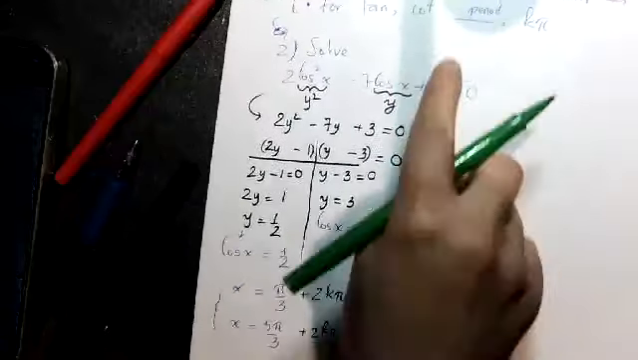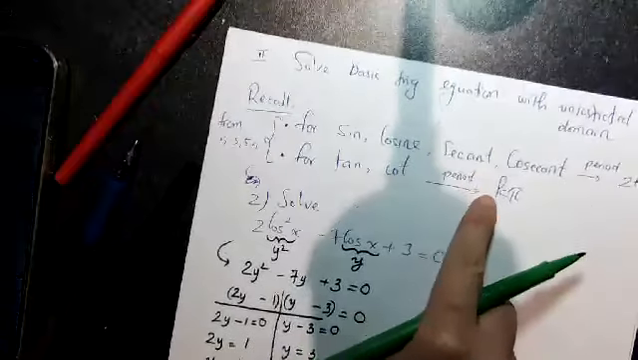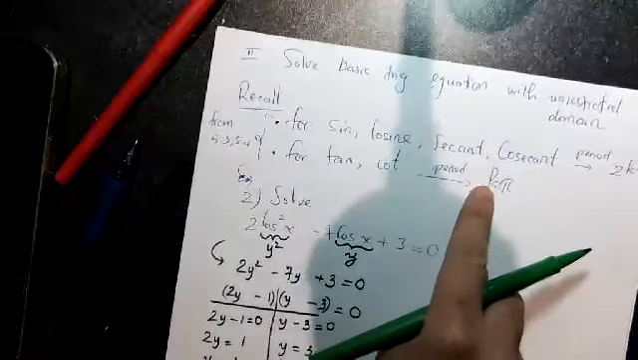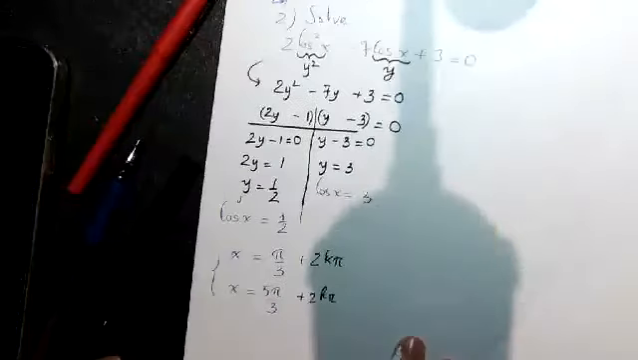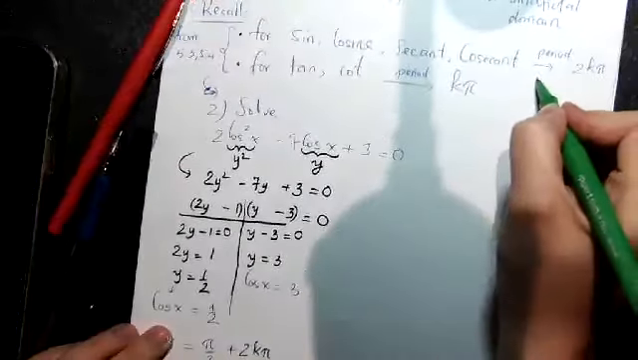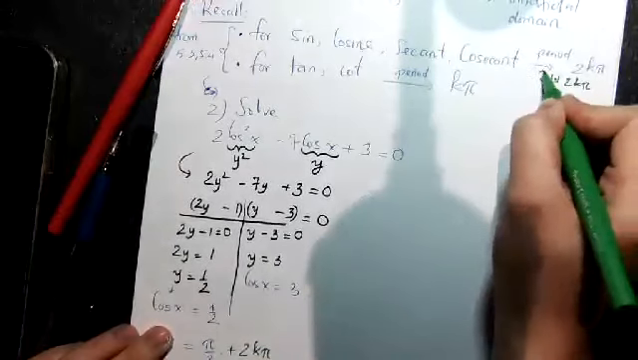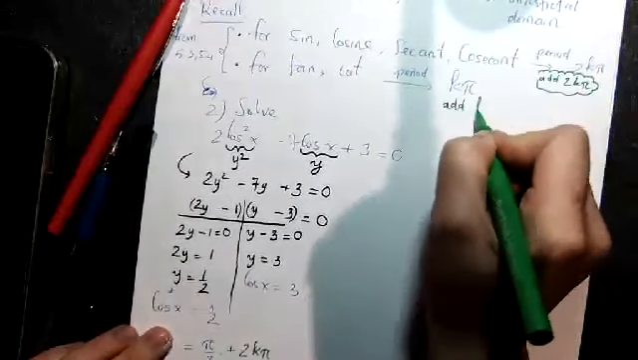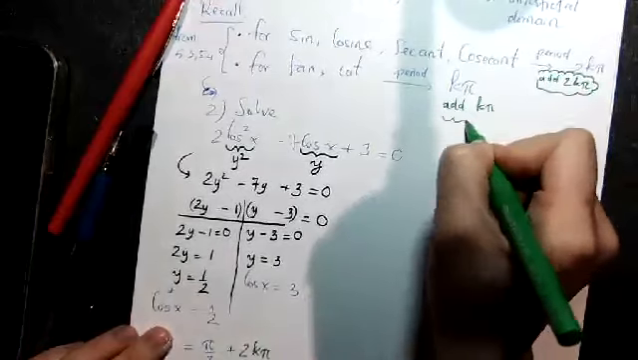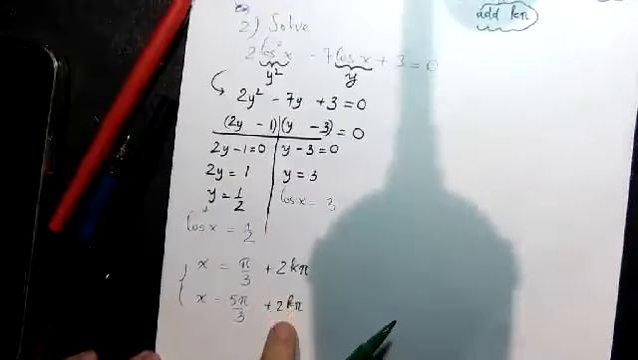That's why we're talking about the period of cosine and sine. You need to memorize it, or if you forgot, you need to know this, so on the exam you know what to add. From here, we're gonna add 2k pi. From here, we're gonna add k pi for cotangent and tangent.